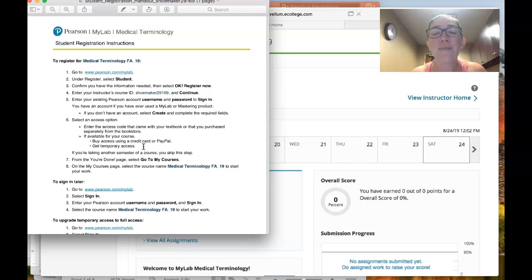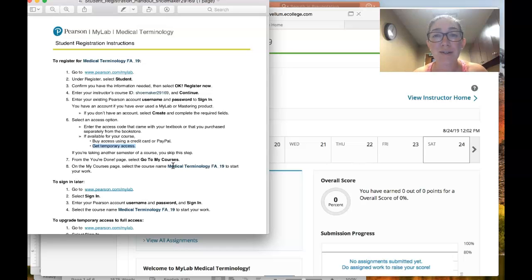Another thing you can do, if maybe you're not sure you want to stay in this class, you're thinking about maybe you'll drop it, or if you don't have the money right now to pay for the access code and you're waiting for some money to hit your account or something like that, you can get temporary access. So you can get a 2-week free trial.